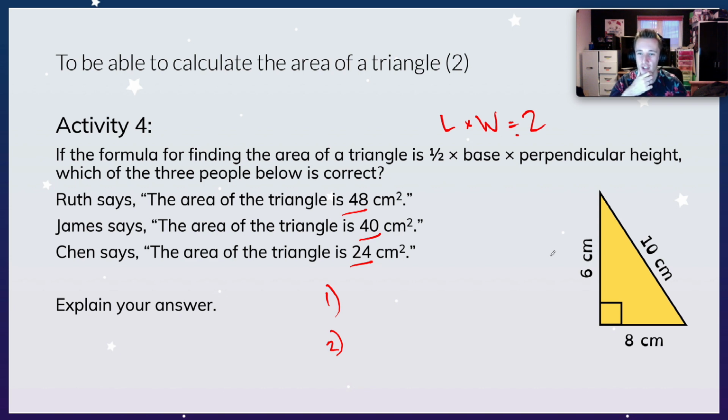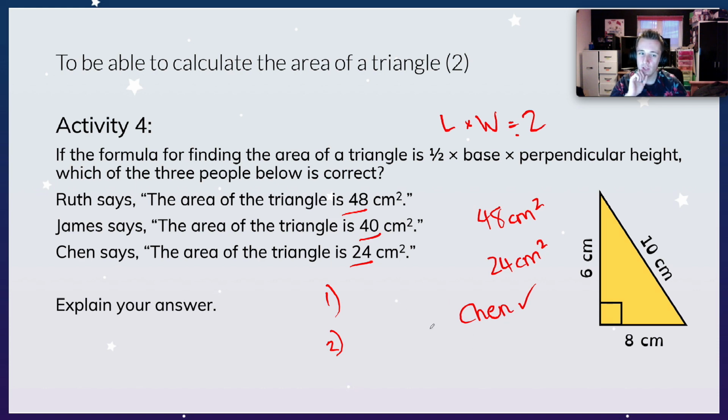Okay, let's have a look then together. So, we can see here we've got 6 and 8. They've given us the 10, that's just there to throw us. We don't need it, they're trying to put it in there to confuse us. We do the 6 times the 8. Well, 6 times 8 is 48 centimetres squared. Now we need to remember to halve it, which would be 24 centimetres squared. So the correct answer is Chen. Chen is correct.